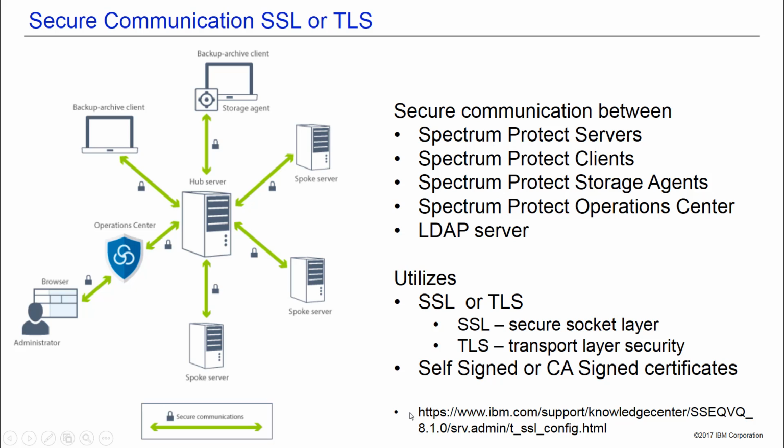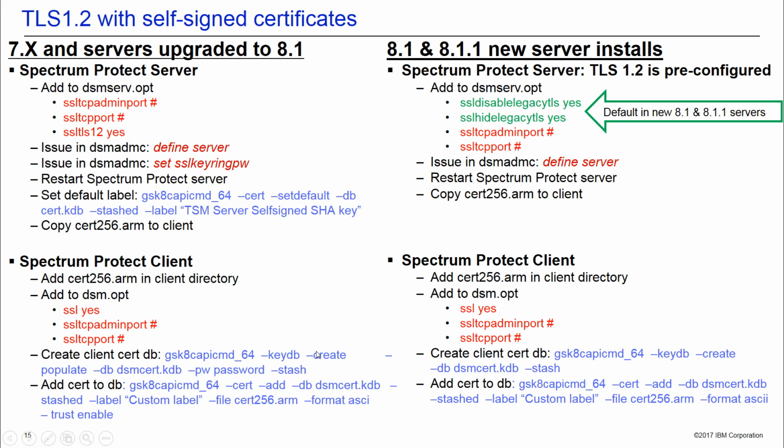All of this is documented in the Knowledge Center, but basically there are a couple of steps. If you have a version 7.x server, or a server that was upgraded to version 8.1, then you do have to go into the dsmserv.opt file and add in your SSL options. You need to make sure on the Spectrum Protect server you've done the define server and the set SSLKeyRingPW. And then you need to set the default label with the gsk8capicmd command. Once you've set the default label, you want to copy over the cert256.arm file to any of the clients or such that you want to communicate securely with.